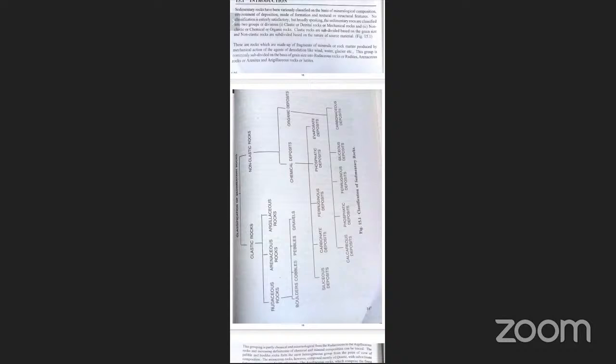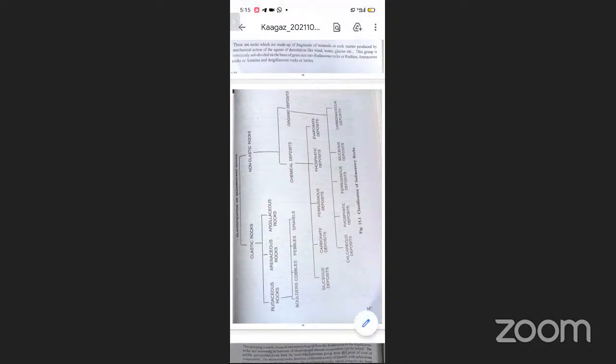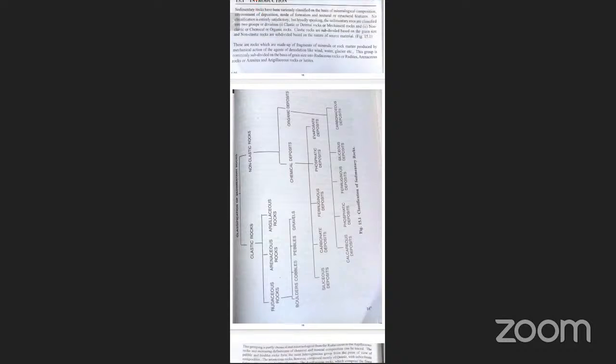If you go into the non-clastics, they depend on the availability of chemical deposits and on organisms. They are divided into two types: one is chemical deposit, second is organic deposits. Again, coming to the formation of rudaceous rocks, depending on fragment sizes, they are divided into boulders, cobbles, pebbles, and gravels.